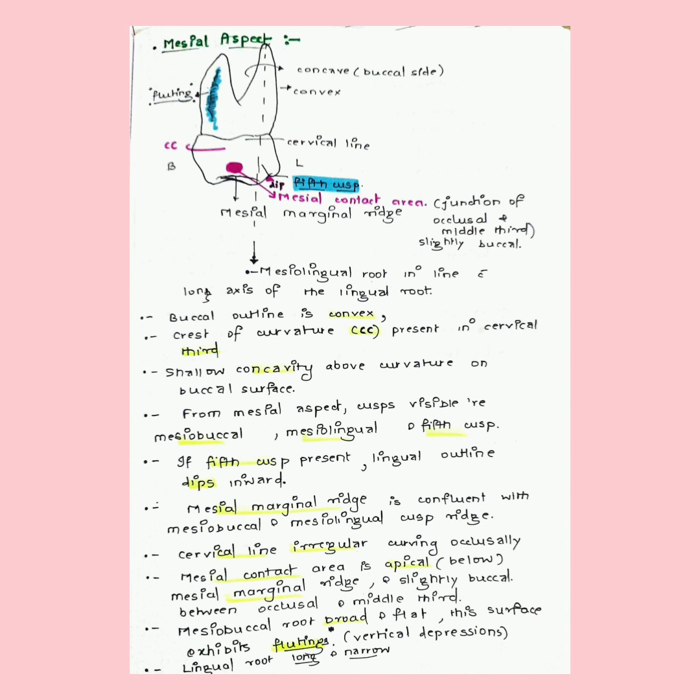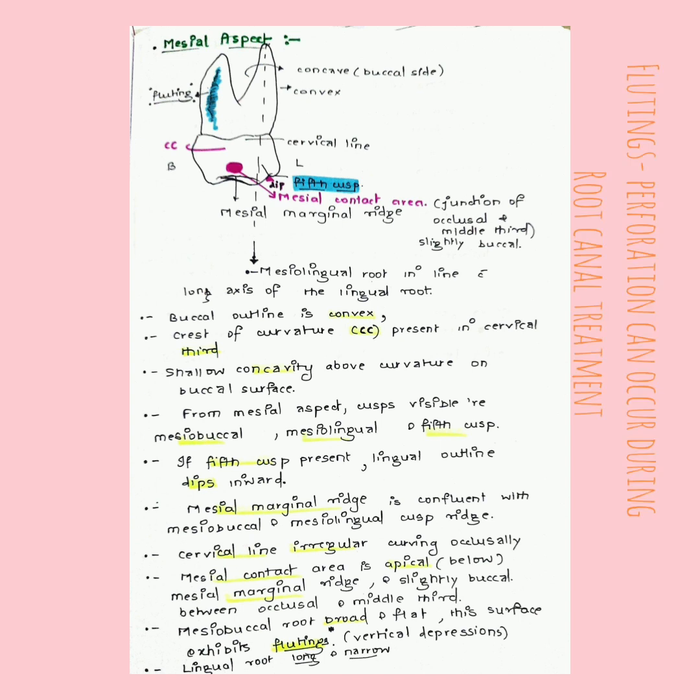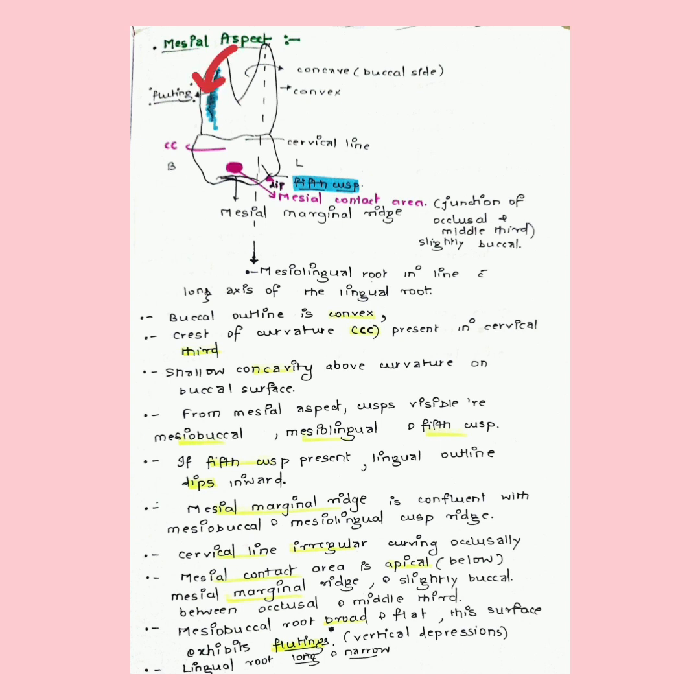If the fifth cusp is present, the lingual outline dips inward. The mesial marginal ridge is confluent with the mesiobuccal and mesiolingual cusp ridges. The cervical line here is irregular. The mesial contact area is apical, that is below the mesial marginal ridge, and it is slightly towards the buccal side between the occlusal and middle third. The mesial buccal root is broad and flatter and has flutings on the surface. Flutings are the vertical depressions present on the root surface, which is rare.